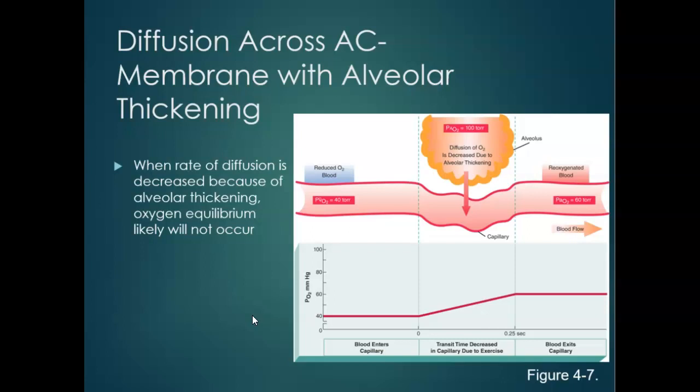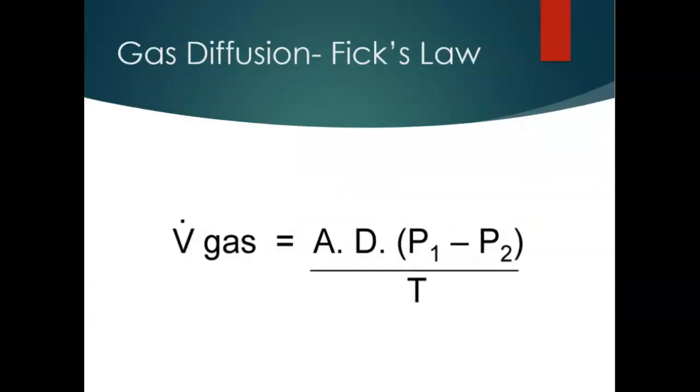Okay. So this is a picture of that. The rate of diffusion decreases because of that alveolar thickening. And then that oxygen equilibrium isn't likely to occur. So it isn't likely that the oxygen is going to have enough time to equalize for that diffusion to stop. It's just going to keep going through too fast, and it won't have enough time to be picked up by the blood, those oxygen molecules.